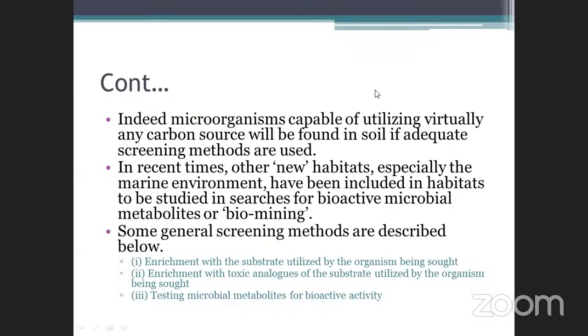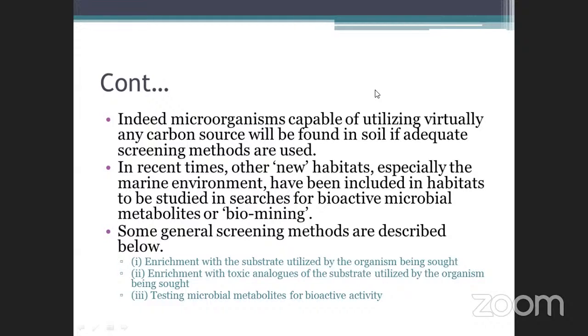So what we are discussing is that microorganisms present in the soil are capable of utilizing any carbon source. This is found in nature. So the thing is that the number of particular microorganisms found in different soils has already been investigated, and millions of different bacterial species have been identified by different microbiologists.